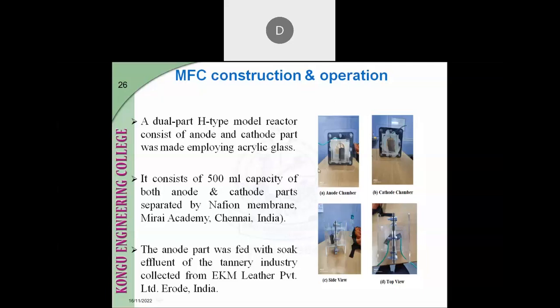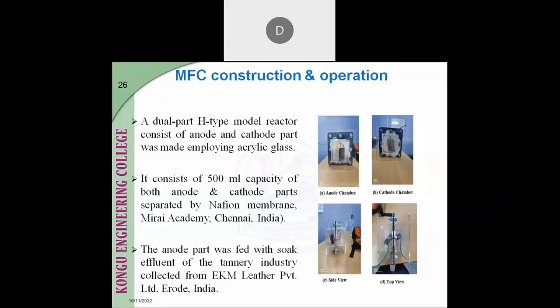As we already discussed, here at the anode, we have single chamber and dual chamber MFC also available. Single chamber means there is only a single tank in which both anode and cathode are present. The dual chamber consists of an H type of model, with both anode and cathode, which we can fabricate using acrylic glass.